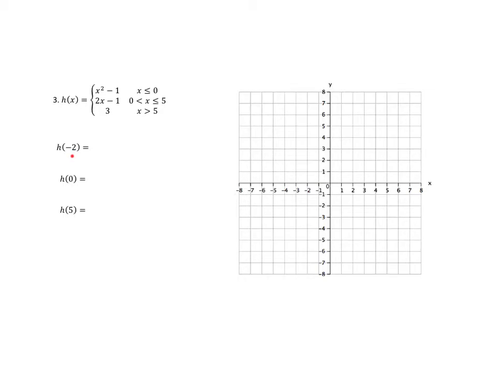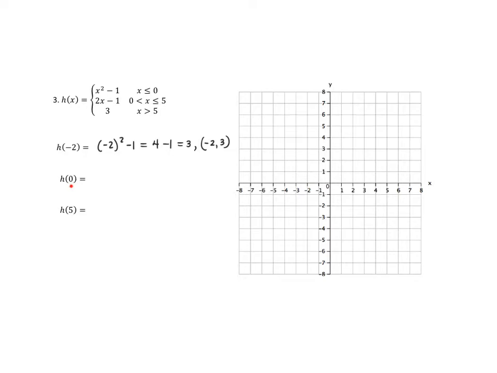When x is -2, notice that -2 is less than 0. That means that -2 is going to fall right here in this interval. So we're going to be using the quadratic to find the y value. So we're going to have -2 squared minus 1. This is equal to 4 minus 1, which is equal to 3. So then that's going to give us the point -2, comma 3.